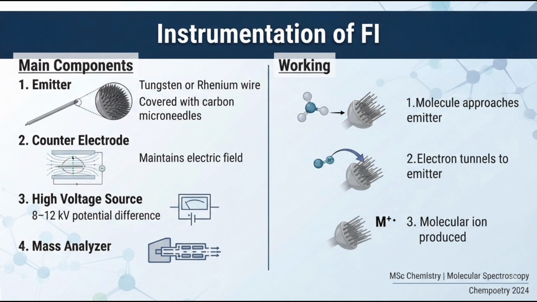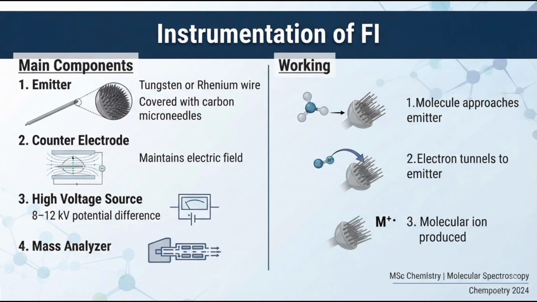Then in the second step, electron tunneling. Now comes the most important concept. The strong electric field modifies the potential barrier experienced by the electron. The electron can tunnel through this barrier toward the emitter. Therefore, the molecule loses an electron.